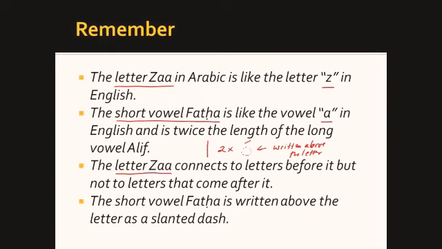Now the letter za connects to letters that come before it, but not to letters that come after it. So in the third position, in the medial position, the za looks like this, just like the ra and the dal and the dhal and the alif and the waw previously. It connects here, but does not connect here. And the short vowel fatha is written above the letter as a slanted dash. So again, when we write the za in the medial position, we would write the fatha above it like that.